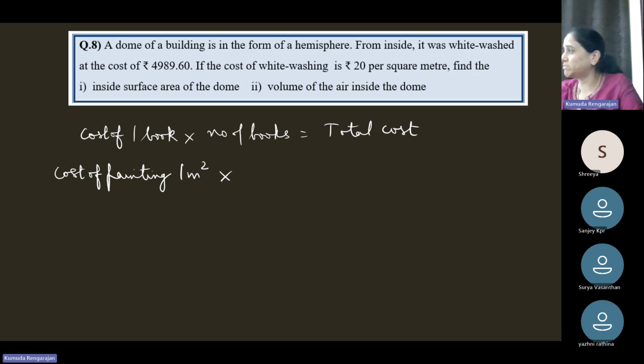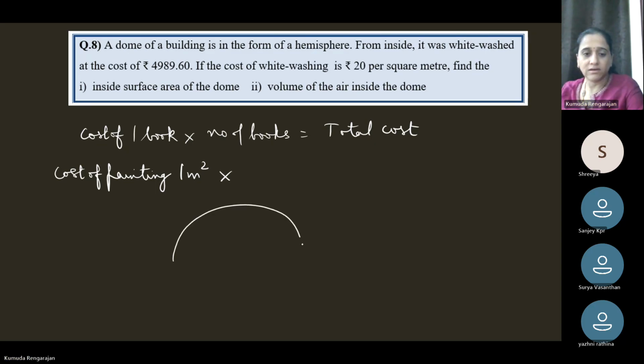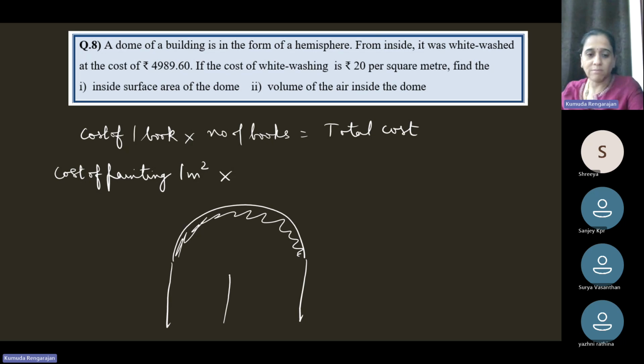The hemispherical shape. So this part of the dome is to be painted. This is the building. You look up, and this part of the dome has to be painted. This part of the dome is called the curved surface area.